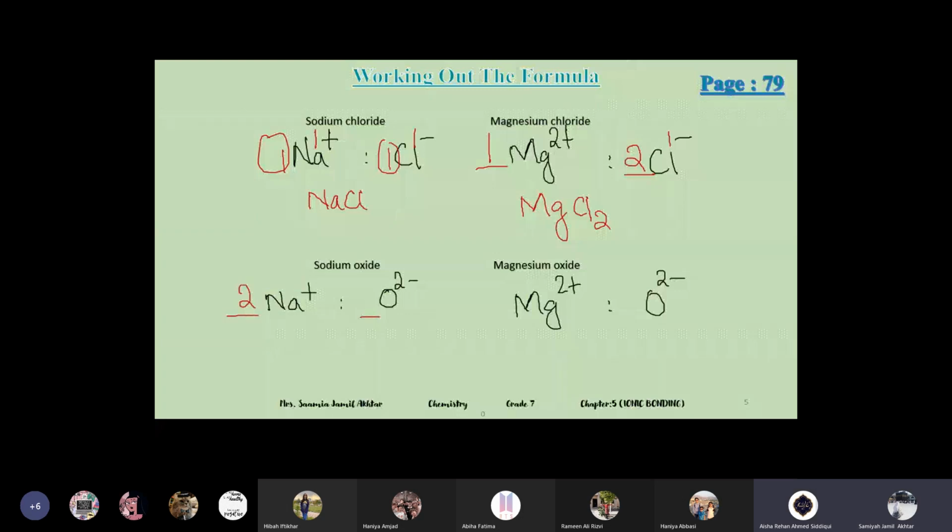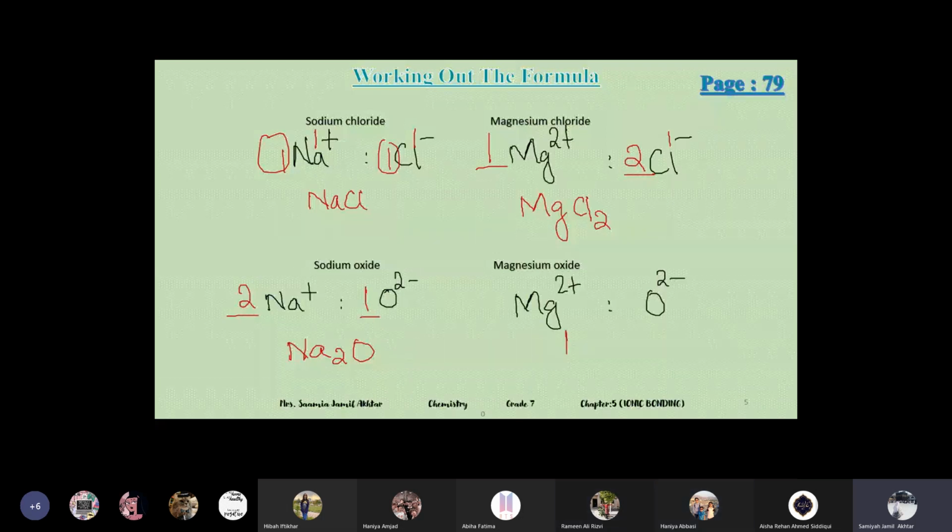Yes. Now you have understood. We have to balance the two charges. Okay, magnesium oxide is already balanced. See, magnesium is 2 plus and oxide is 2 minus. It's already balanced. Okay. So what will be the formula?